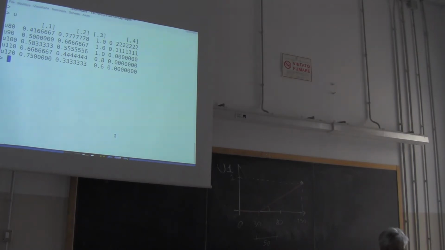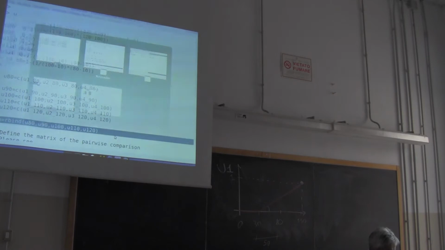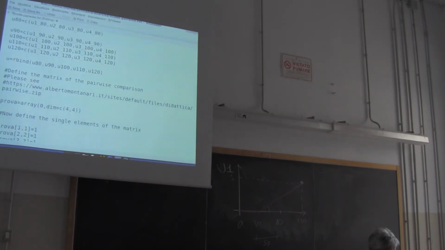This is the stage where you could really quickly make the check that I did before. You look at the matrix and you understand that it is indeed something reasonable. Okay, good. So far we didn't do any computation, just putting data into R. Okay, let's move forward. Now, we have to define the matrix of the pairwise comparison, how it works.